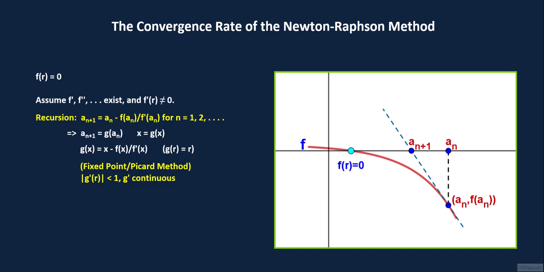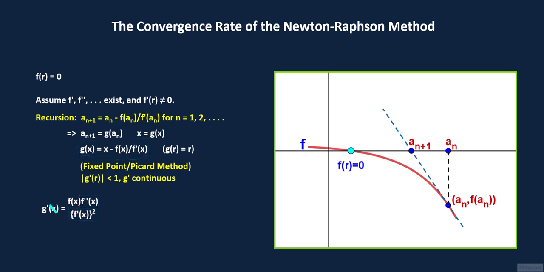Let's examine g prime of x. From the formulation of g, the viewer can check, as a differentiation exercise, that g prime of x equals f of x times f double prime of x divided by the square of f prime of x. We can see from this last equation that f prime should be non-zero. In addition, having f twice continuously differentiable will make g prime continuous.